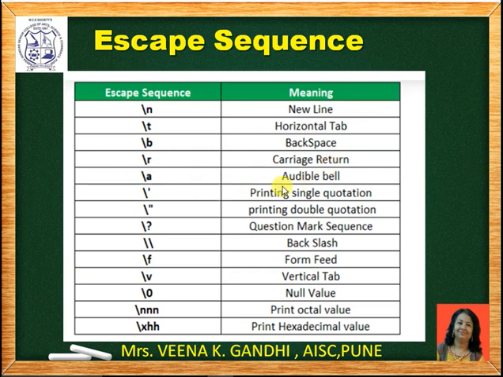or audible bell. Backslash single quote prints the single quote in the output, backslash double quote prints the double quote in the output, backslash question mark prints the question mark in the output, and backslash backslash prints the backslash. Backslash f means form feed, backslash v means vertical tab, backslash 0 means null value. If you want to print an octal value, you can use backslash n. If you print a hexadecimal value, you can use backslash xh.